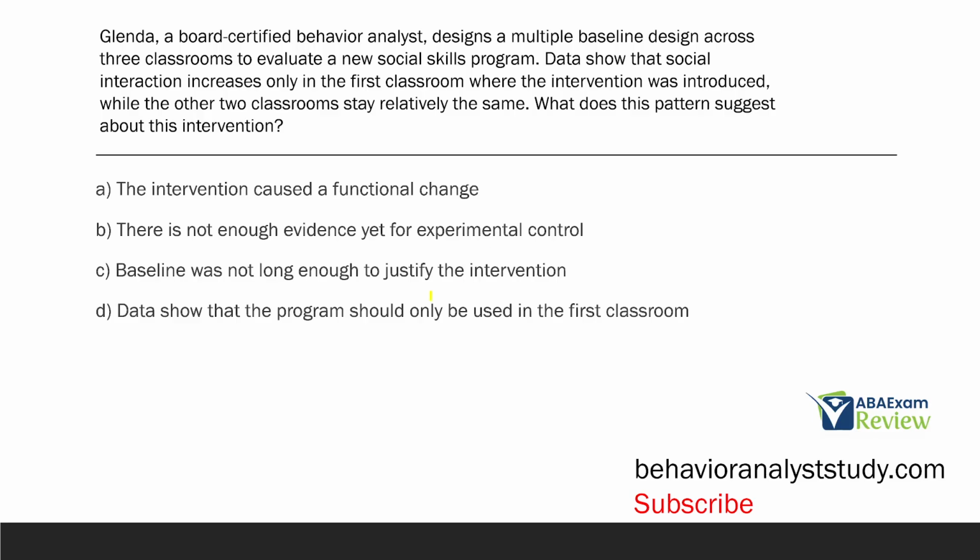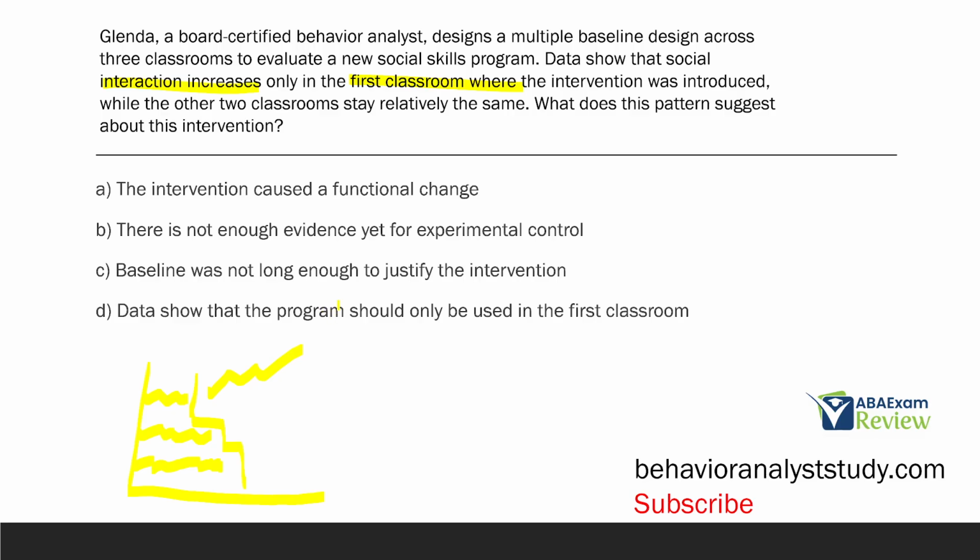In this case, we have a multiple baseline design across 3 classrooms. So we have 3 classrooms, and let's just say our baselines are here, here, and here. And so what Glinda has done is introduced the intervention in the first classroom. So the change is here, and it says social interaction increased. So that's good, right? What is going to happen in the other 2 conditions? We are going to continue with baseline, and then introduce, and then introduce, so on and so forth. So far, though, we've only introduced it to the first classroom, and the other baselines have stayed the same.